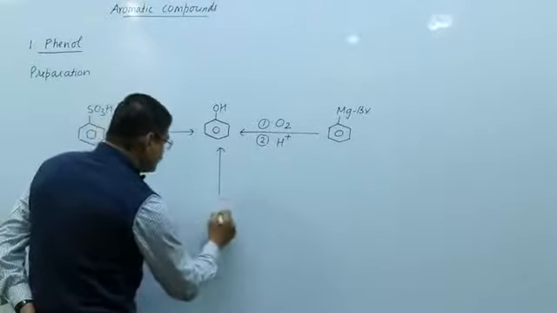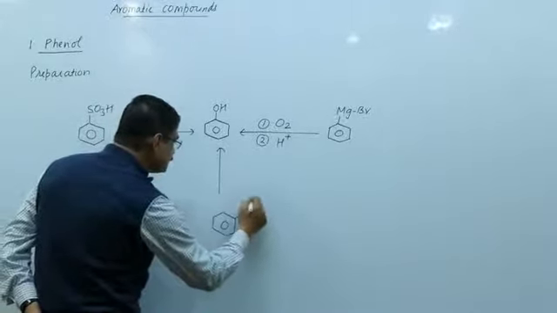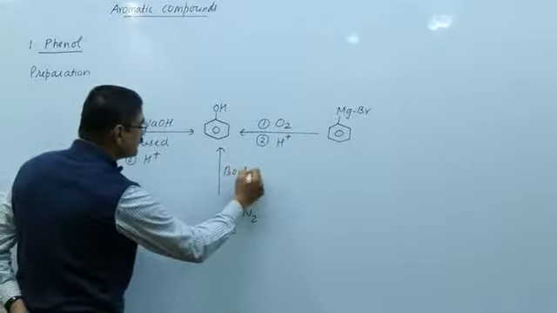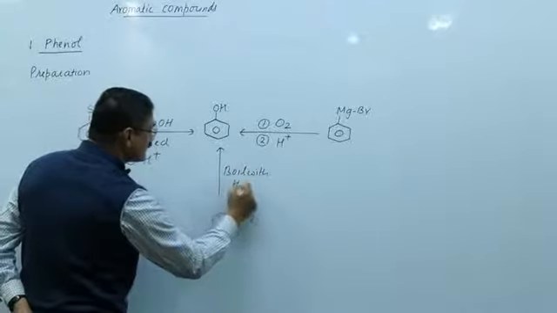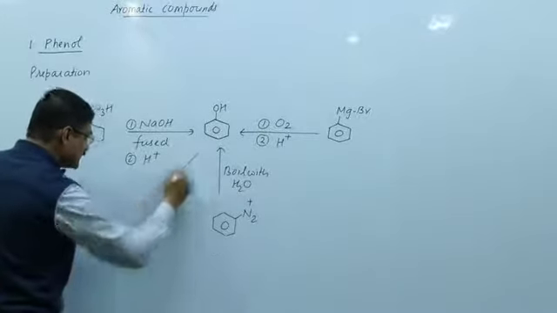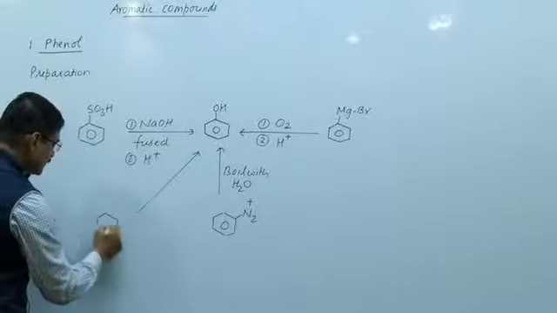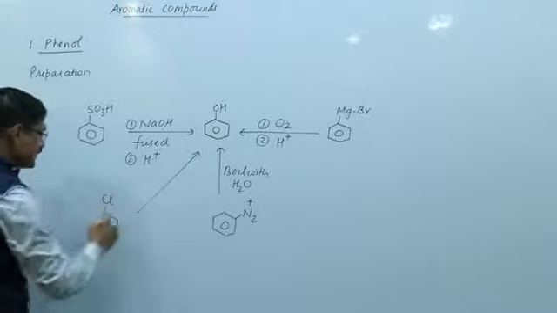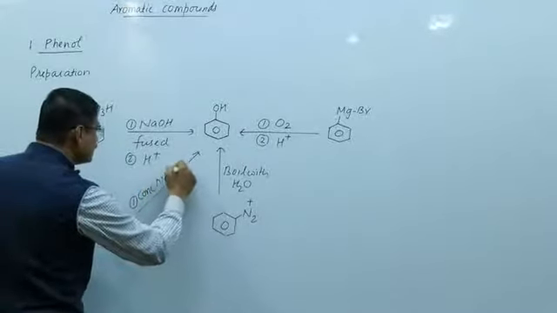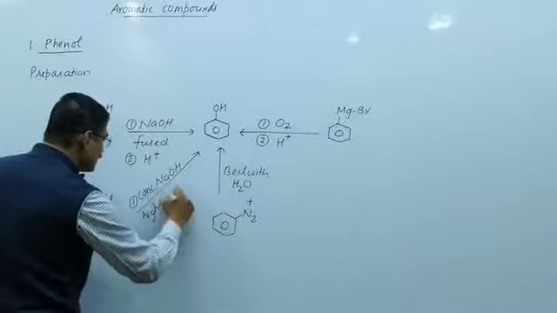Now next reaction by benzene diazonium salt. Benzene diazonium salt is boiled with water, then we get phenol as the final product. Another preparation is the Dow process. In case of the Dow process, chlorobenzene is treated with concentrated NaOH at very high temperature and high pressure.